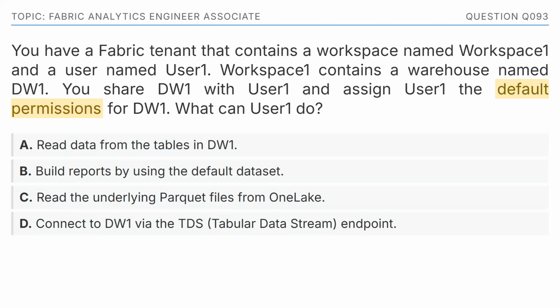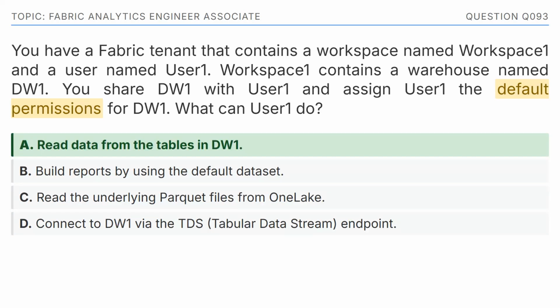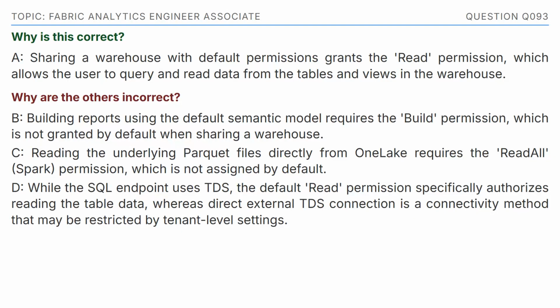To arrive at the correct answer, we focus on the keywords: Fabric Warehouse sharing, default permissions, Read permission, default semantic model, OneLake Parquet files. The correct answer is option A, read data from the tables in DW1. Why is this correct? A. Sharing a warehouse with default permissions grants the Read permission, which allows the user to query and read data from the tables and views in the warehouse.